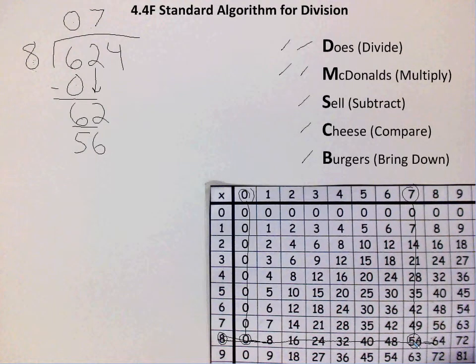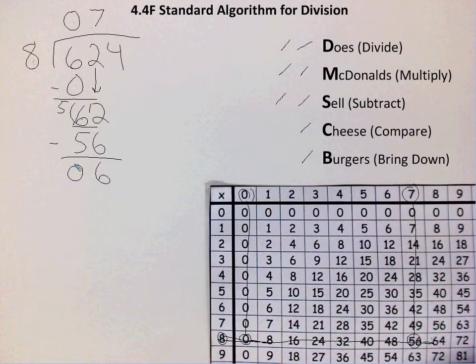So my next step is to subtract. Use the answer from my last step. I'm going to subtract that from the dividend right here. 6 from 2, I need to regroup. That's going to be a 5. That becomes a 12. 6 from 12 is 6. And 5 from 5 is 0.